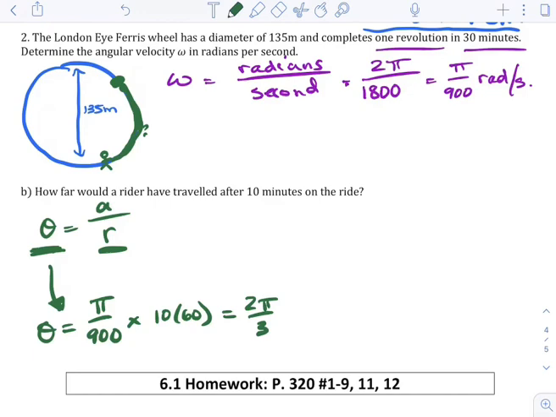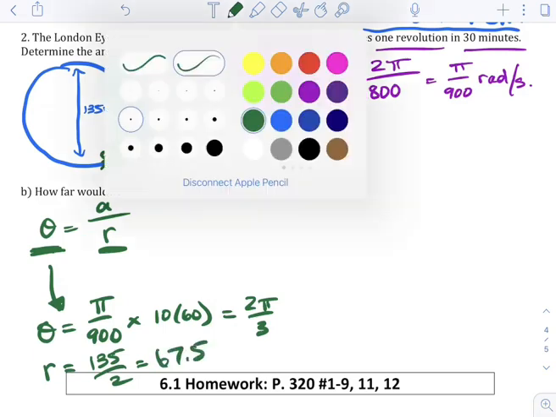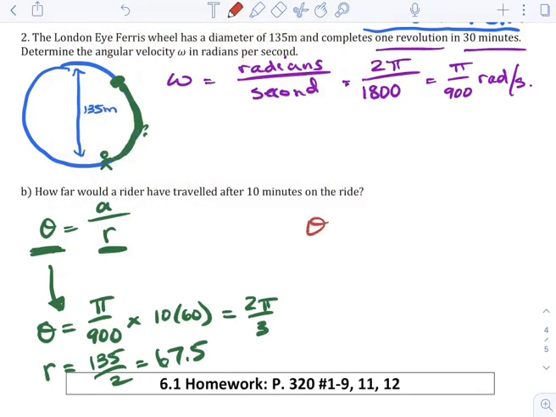We know our radius. Well, that's 135 divided by 2, which is 67.5. So maybe I can put that here. Our radius is equal to 135 divided by 2, which is 67.5. And we're just going to plug that into our formula. So we use different colors to keep it organized here. Our theta is equal to A over R. So we have 2 pi over 3. You could add a decimal for that if you want to. Doesn't matter. Is equal to A over the radius, in this case 67.5. When I cross multiply, I'm going to get 3A is equal to 135 pi.